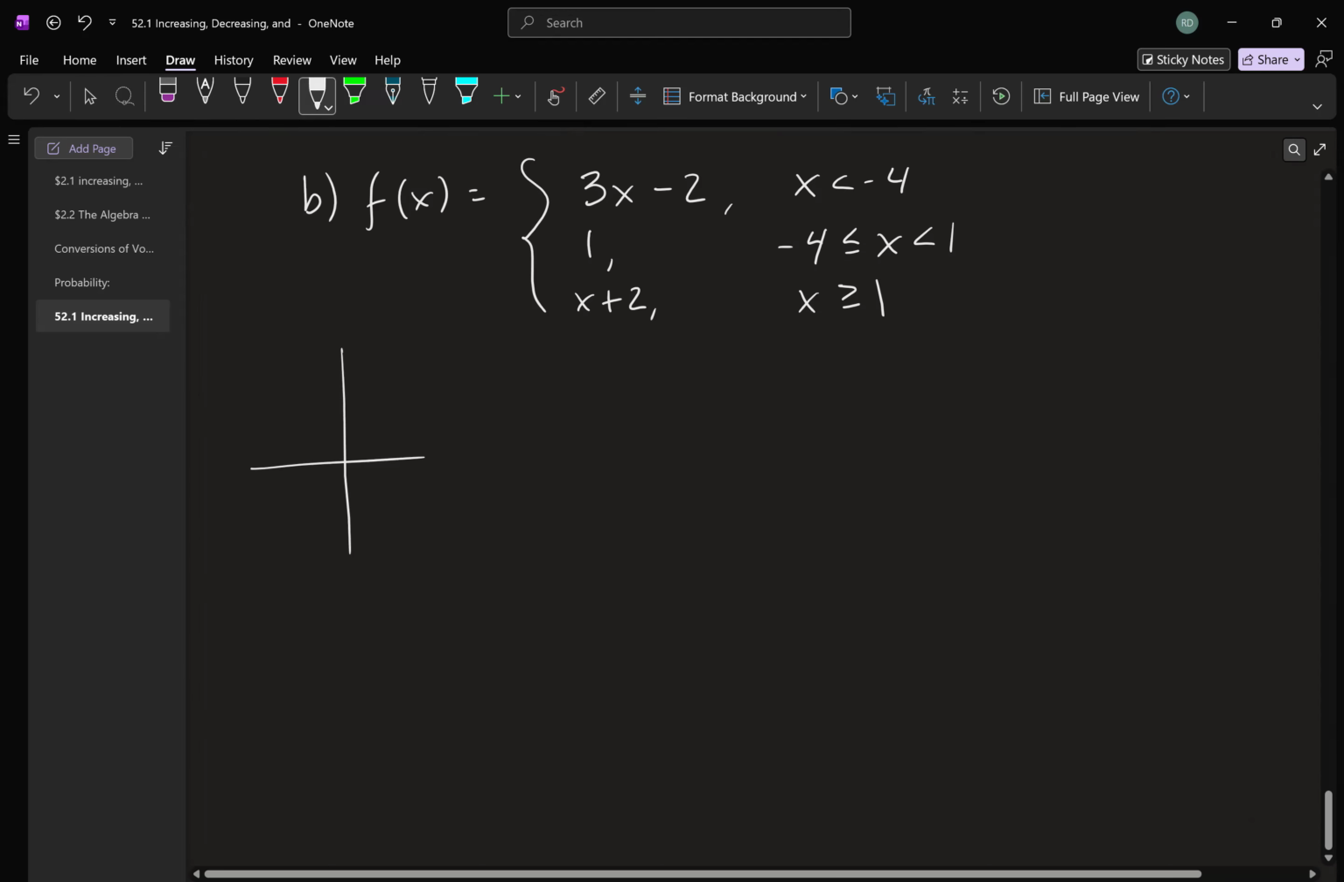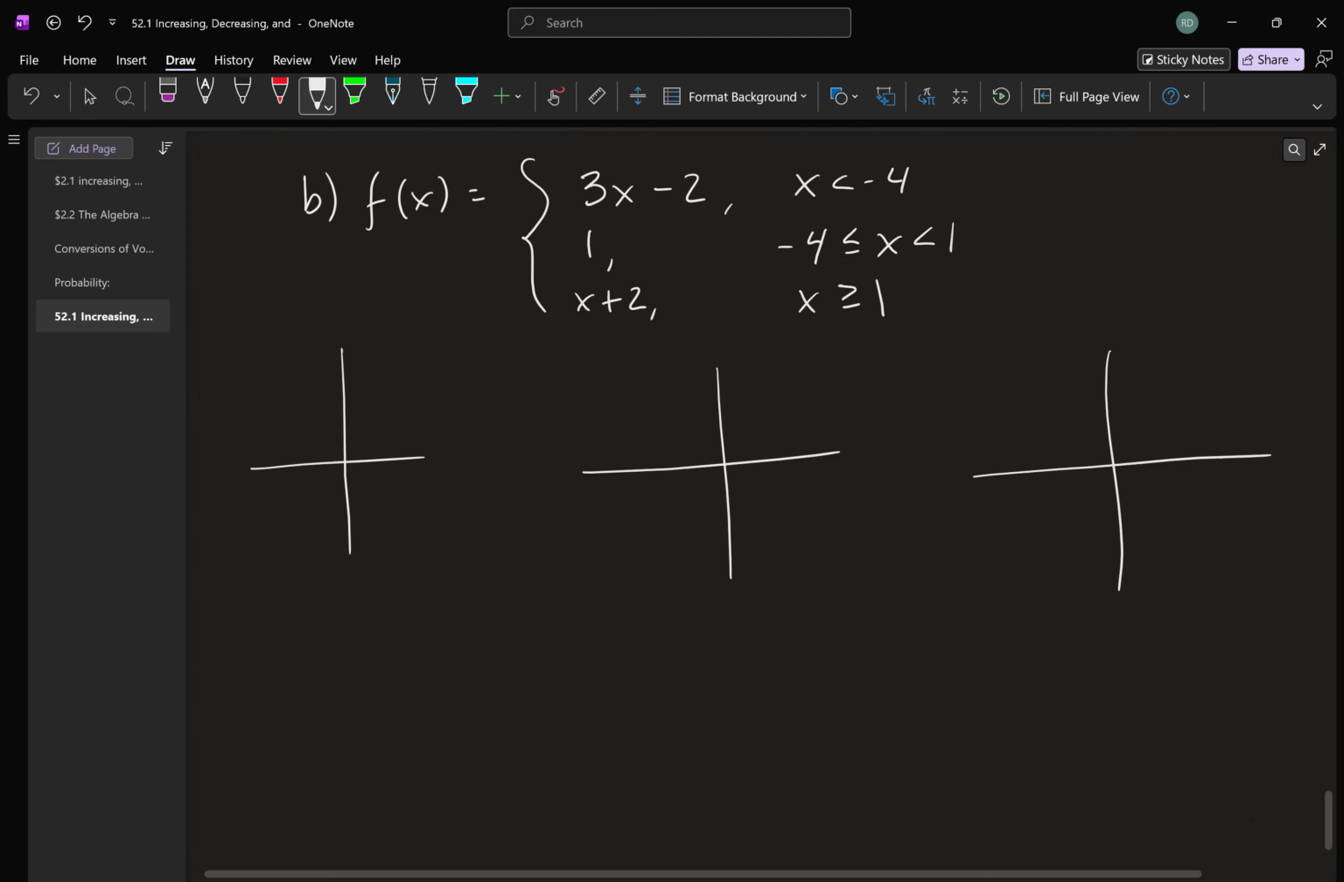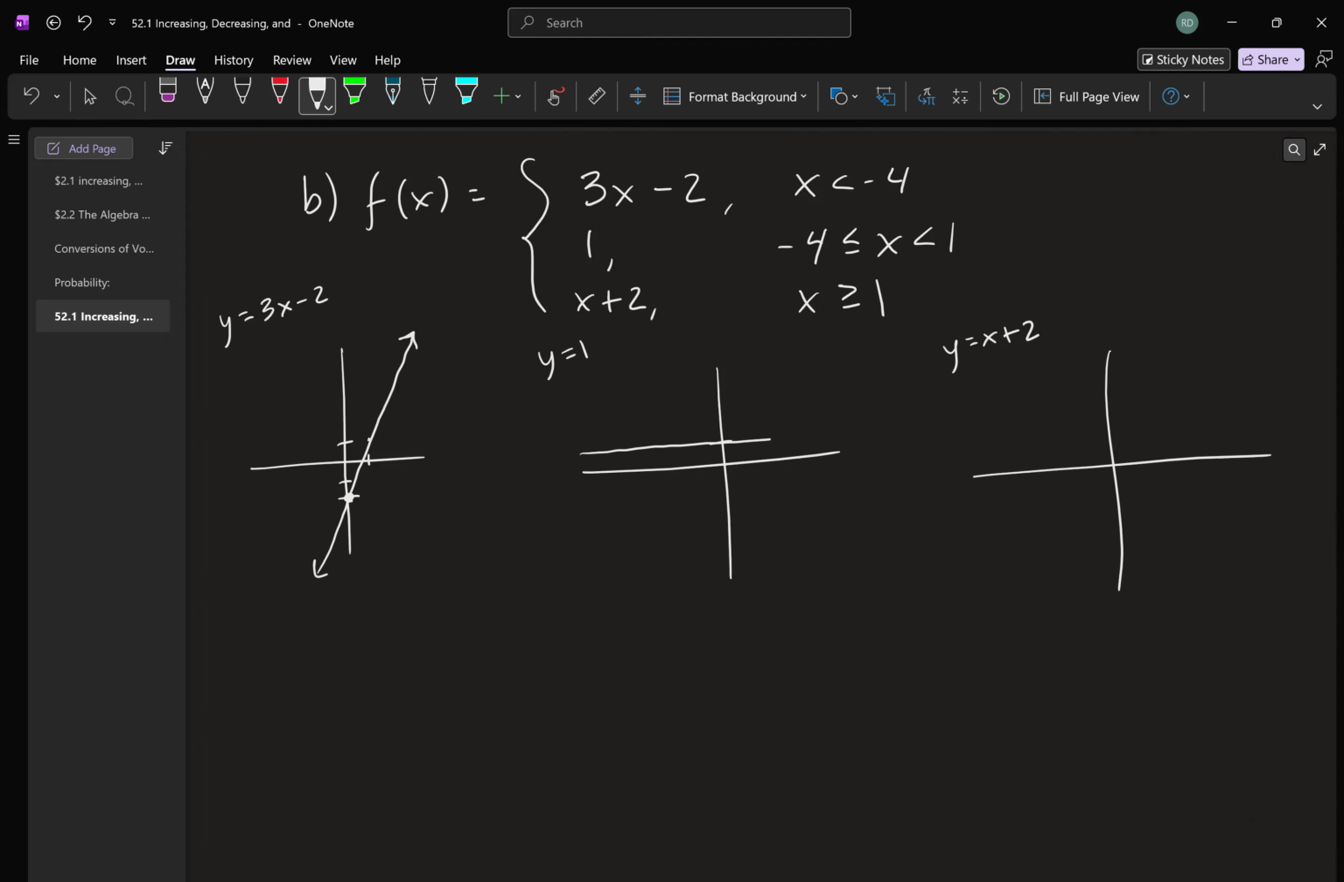Again, let's graph all three of these separately. We have y equals 3x minus 2, y equals 1, and y equals x plus 2. For the first one, we have a y-intercept of -2 and a slope of 3. So I'm going to go up 3 over 1, give myself this steep slope here. Y equals 1 is just a horizontal line which goes through y equals 1. And x plus 2 has a y-intercept of 2 and a slope of 1. It's going to look like that.